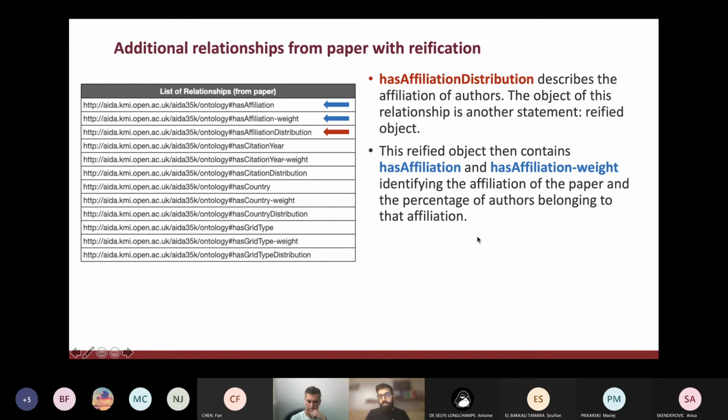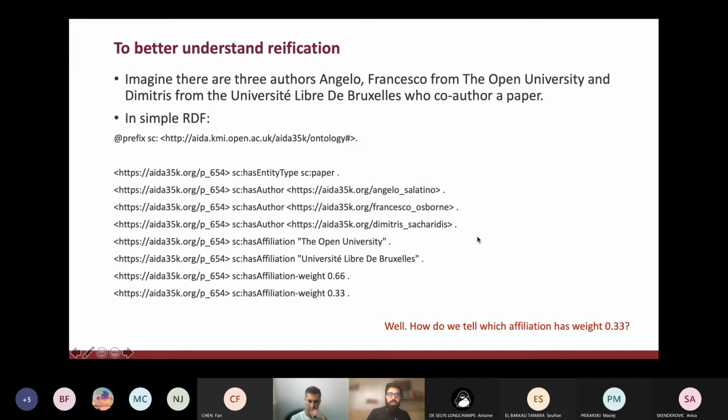Now, there is an example just because I don't want you to get confused by it. So just to better understand reification, imagine there are three authors: me, Angelo, Francesco from the Open University, and Dimitris from the Université Libre de Bruxelles, who co-author a paper. We are together writing a paper, all three of us from the university and so on. So here is the RDF version of that paper. There is the entity type of paper, there are the authors, which are entities: me, Francesco, and Dimitris. Then there is affiliation, the Open University, as affiliation, Université Libre de Bruxelles.